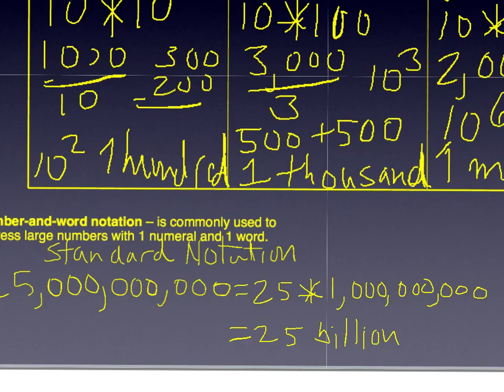But that's not where we're going to stop. Okay? But that's just number word notation. So this is your numeral. So you wrote number word notation with one numeral, 25, and one word, billion. So 25 billion. Okay?